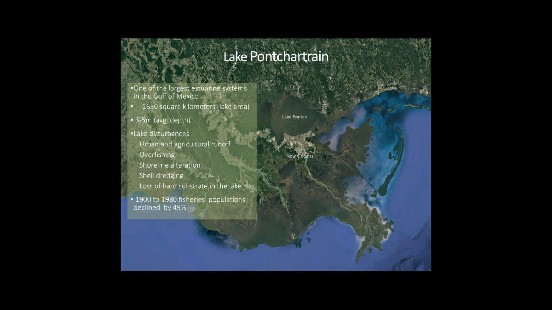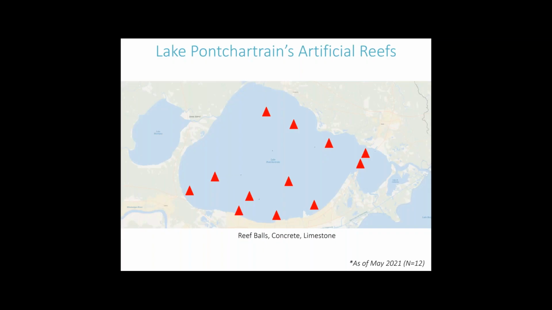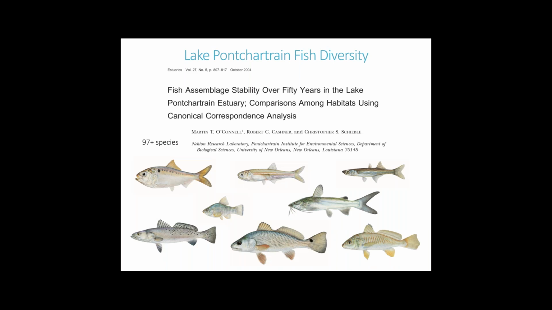So this stimulated the deployment of artificial reefs in Lake Pontchartrain. As of May of last year, there are 12 artificial reefs of varying materials, reef balls, concrete, and limestone, currently deployed in Lake Pontchartrain. We know a lot about the fish assemblages in Lake Pontchartrain based on a study from 2004. More than 97 species have been collected or occur in Lake Pontchartrain. So we have a good historical representation of the species that have been there.